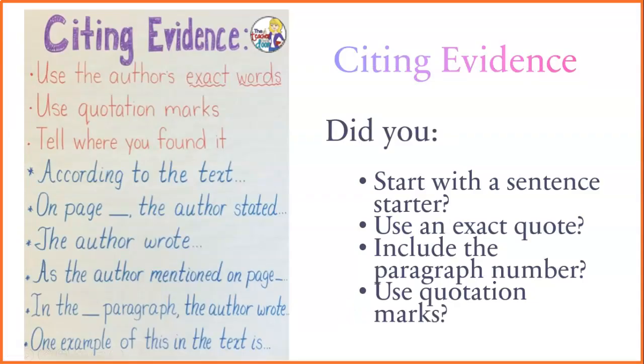So when you cite your evidence, that means when you use it, when you quote it to prove your answer, you're going to start it with some sort of sentence starter: on page 14, according to this page, as the author mentioned on page blank, in the 5th paragraph. So you start it with some sort of sentence starter, you use an exact quote, include the paragraph number, and use quotation marks. Make sure when you're writing your CER today that you use strong evidence.